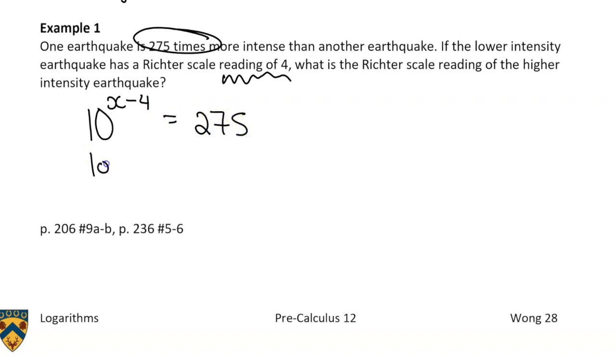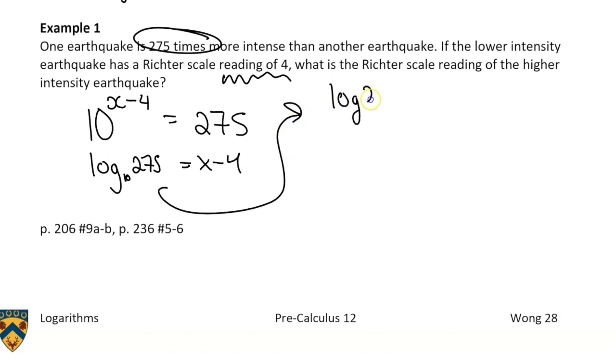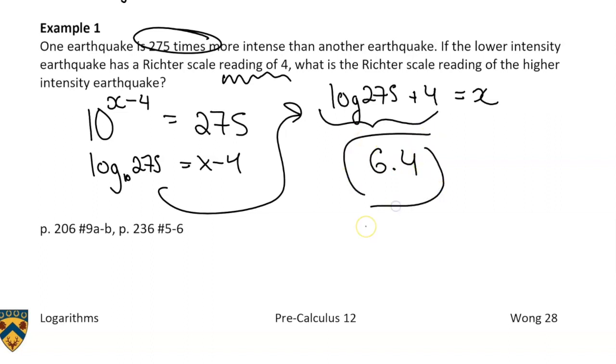Put it into log form. Log base 10 of 275 equals x minus 4. Add 4 onto the other side. Let's see what we have right here. So log 275 plus 4, and we get 6.4 on the Richter scale. All right, that's our final part on applications.